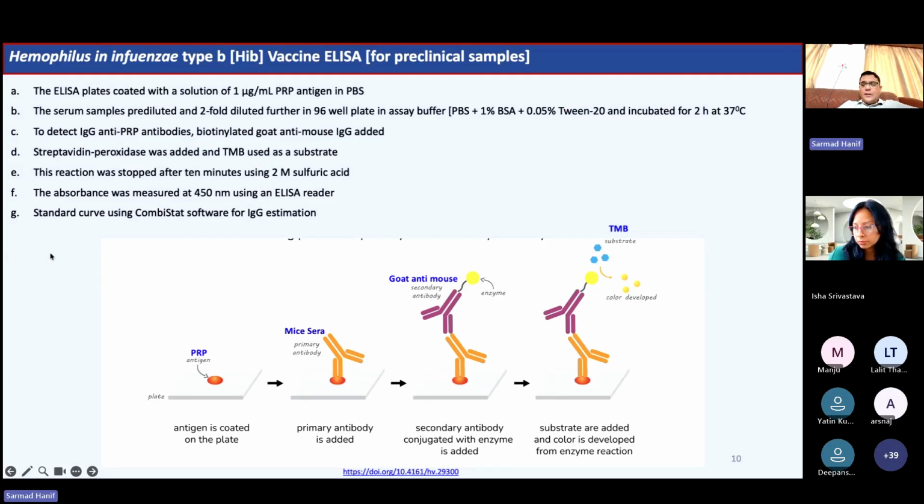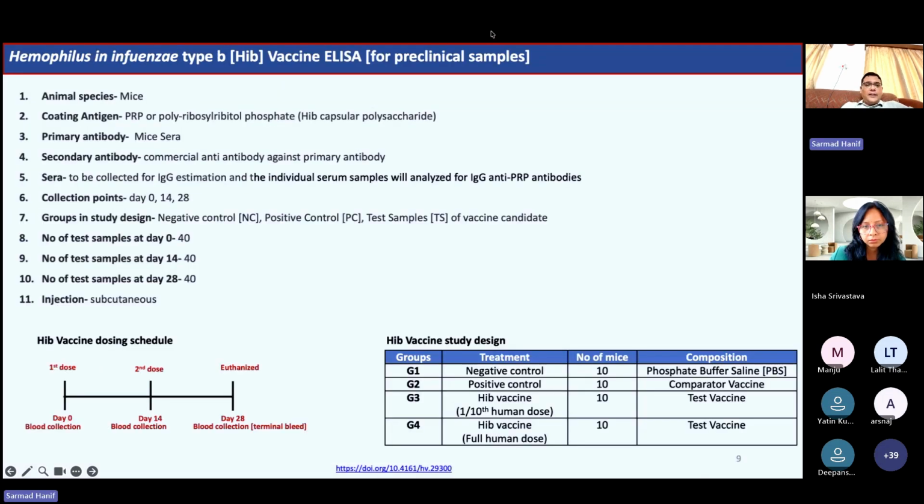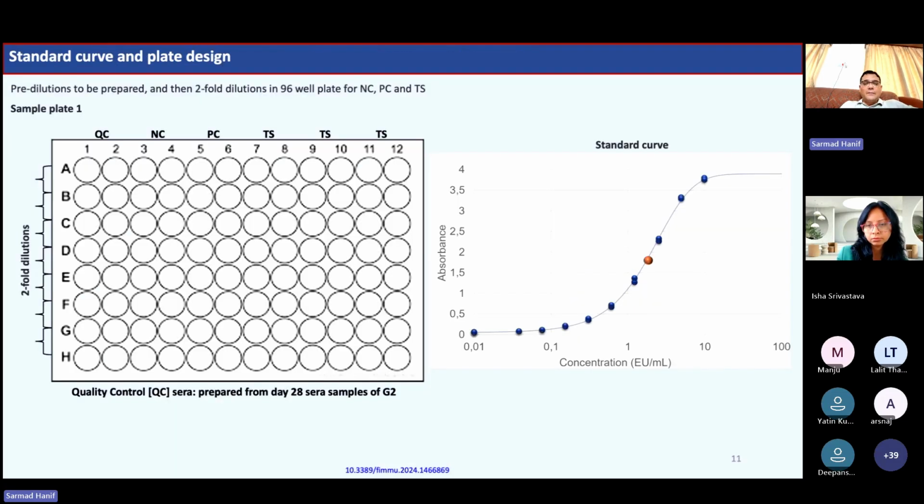Okay, now you go on the last slide, I think. No, sorry. Go to this slide. Remember, negative control is NC, positive control is PC, test samples is TS. Just to be simple in terms of the designation, I have just put this. Otherwise, you can put any of the designations you want, as per your lab requirements.